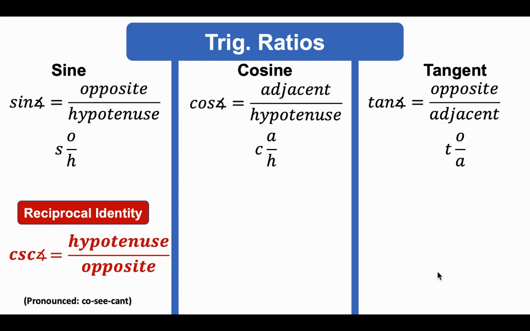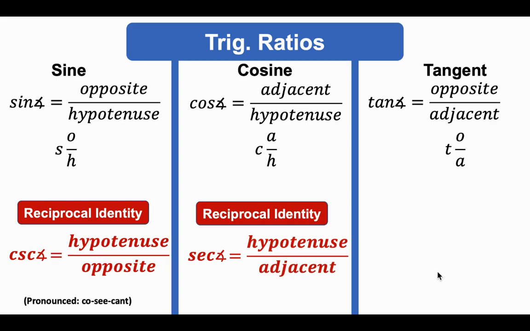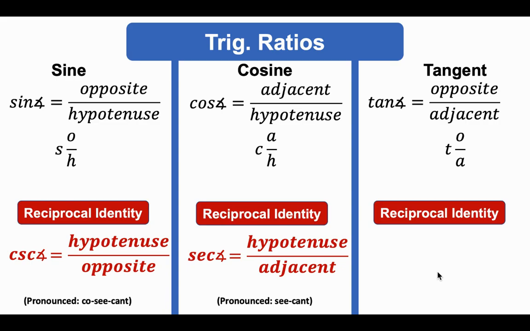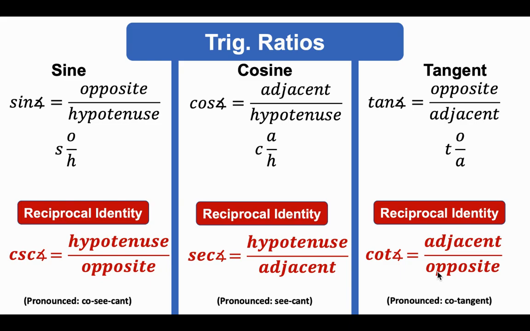You have cosecant, pronounced cosecant, right? The reciprocal identity of cosine is called secant. And instead of adjacent over hypotenuse, it is hypotenuse over adjacent. So again, you just flip cosine and you have secant. And tangent is the same thing we've been doing. You just flip it. It's called cotangent, C-O-T. That's adjacent over opposite. So those are your 6 trig ratios that you're going to be expected to know.